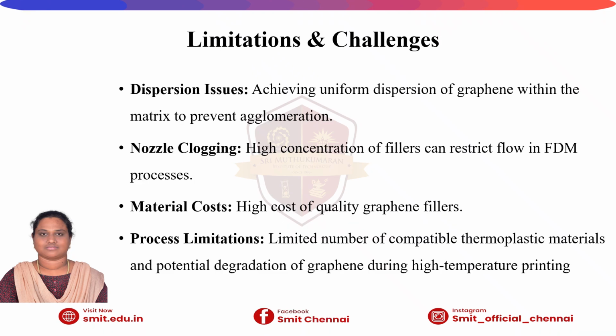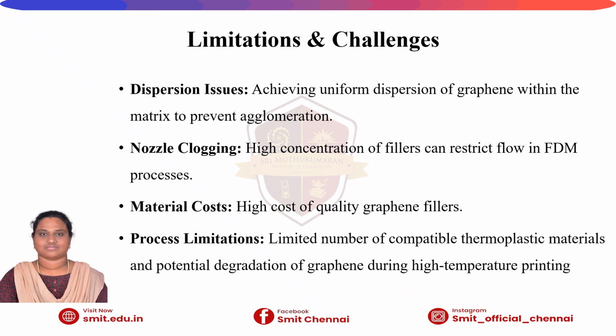Next one is limitations and challenges. The use of graphene reinforced polymer composites also involves several limitations and challenges. Achieving uniform dispersion of graphene within the polymer matrix is difficult, and poor dispersion can lead to agglomeration, which reduces the expected improvement in properties.